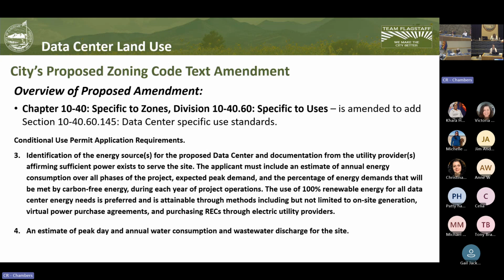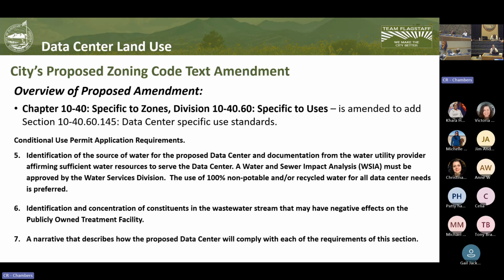We cannot. An estimate of peak day and annual water consumption and wastewater discharge for the site would be required. This is typical. We do require WISAs for most developments. A WISA is a water sewer impact analysis. In that, we would include identification of the source of water for the proposed data center and documentation from the water utility provider affirming sufficient water resources to serve the data center. A water and sewer impact analysis must be approved by the Water Services Division. The use of 100% non-potable and/or recycled water for all data center needs is preferred.